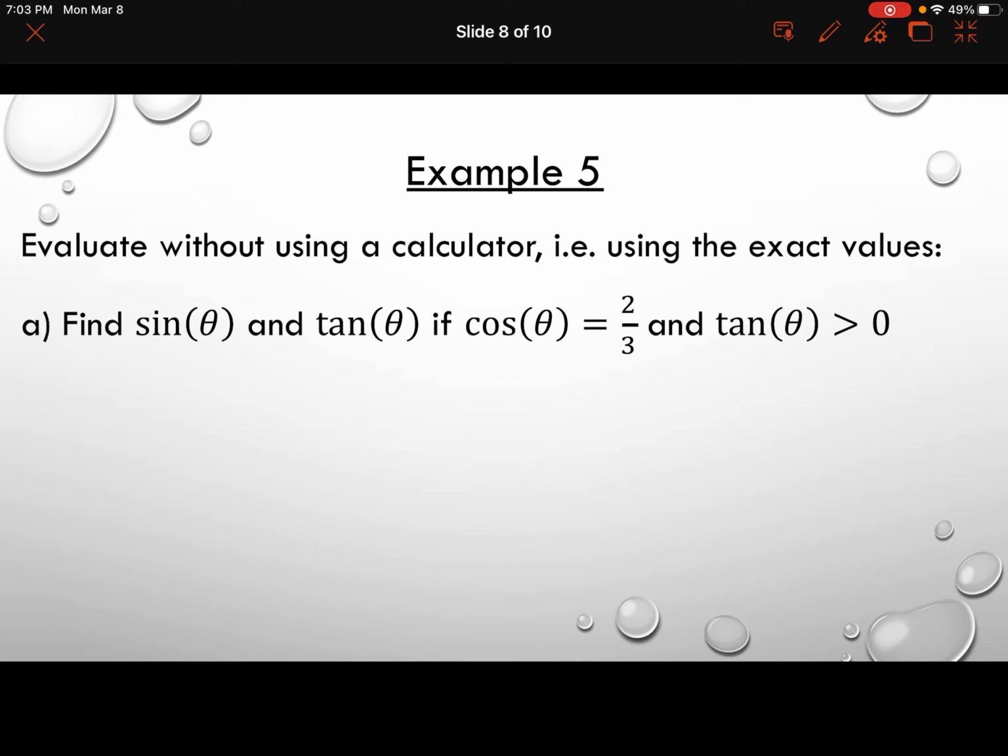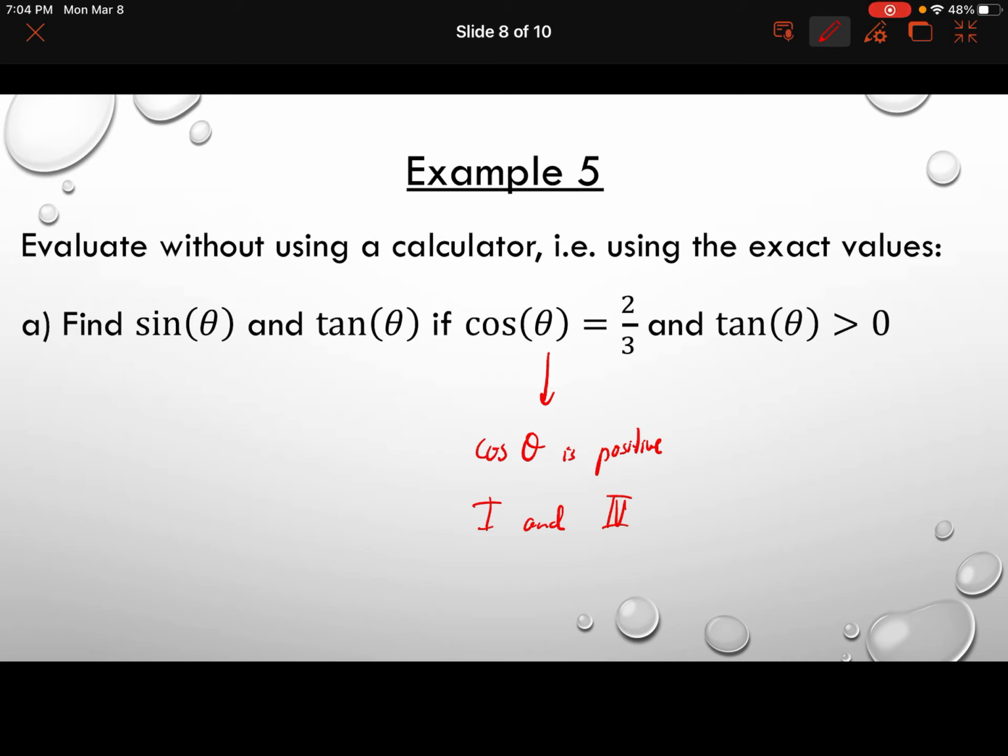Because let's think about this. We're told that cosine is equal to positive 2/3. So cosine is positive. Well, what do we know? When is cosine positive? Well, cosine is positive whenever x is positive. Well, x is positive in which quadrants? Let's think about it. So x is positive to the right of the y-axis. So that happens in quadrants 1 and 4. If you were to go back a few slides and look at the grid, it would be positive in quadrants 1 and 4.